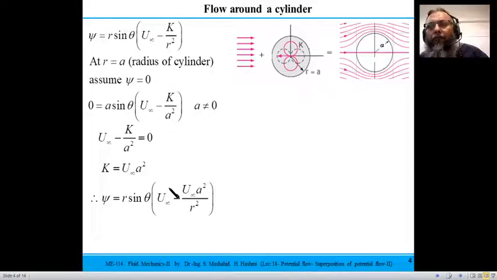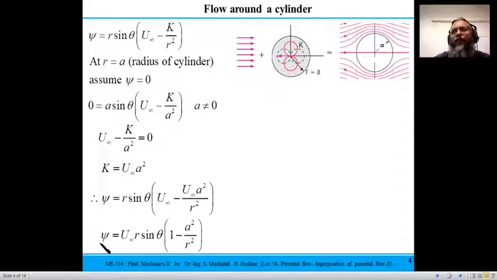Okay, so now just substituting back k, instead of k I can write u infinity times a square, and then we can further simplify our stream function. So my stream function for this resultant flow would be u infinity r sine theta times 1 minus a square over r square. This is the stream function when you are assuming that r is a, and once r is a, that is, you are at the radius of the cylinder, then this equation holds.